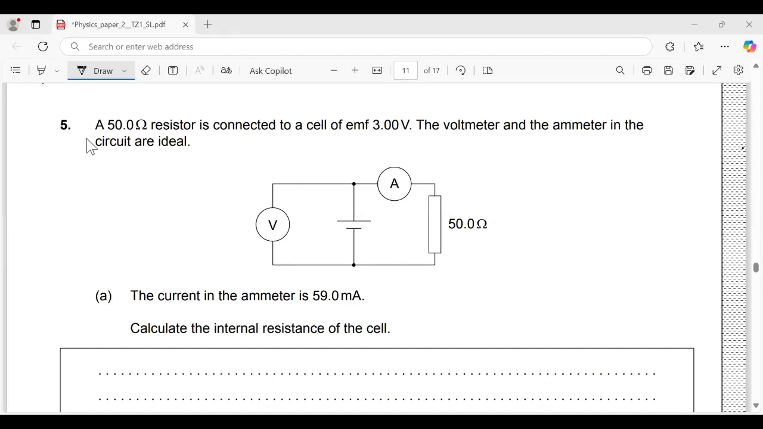Number 5. A 50 ohm resistor is connected to a cell of electromotive force 3 volts. The voltmeter and the ammeter in the circuit are ideal. This is the diagram of a circuit: this is the voltmeter, this is the ammeter, and this is the resistor. The current in the ammeter is 59 milliamps. Calculate the internal resistance of the cell.